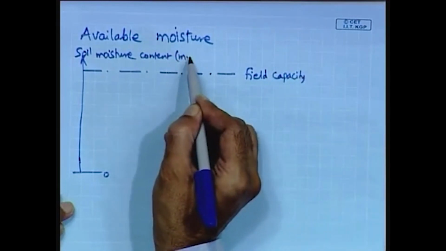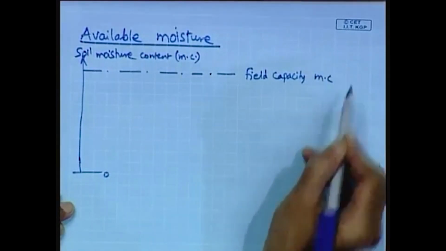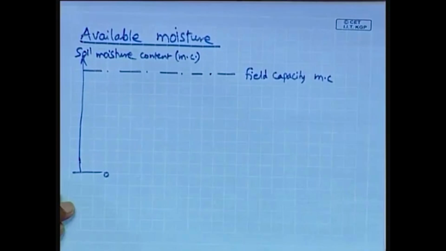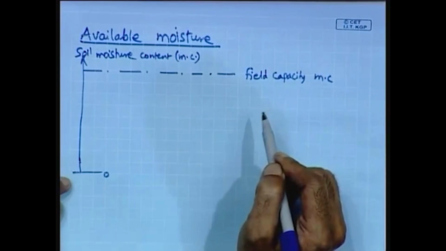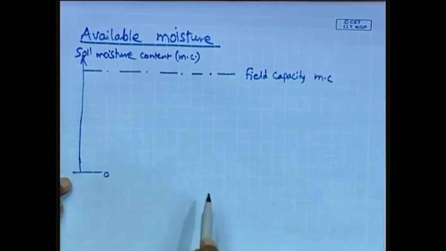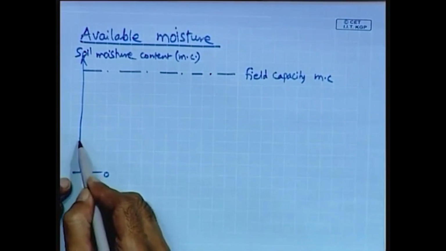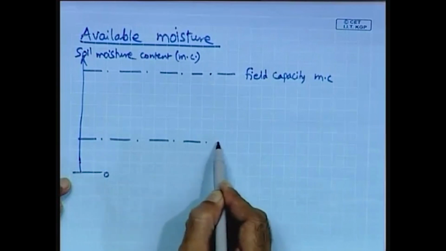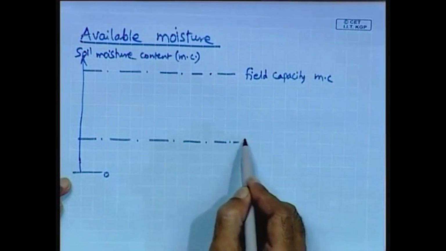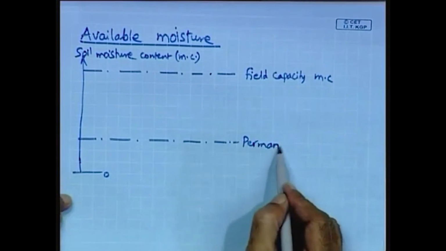So, this moisture content, let me represent this as MC. This is the field capacity moisture content. This field capacity is essentially the maximum possible water which can be held in this zone of aeration, and also the minimum amount of soil moisture corresponds to the permanent wilting point, or simply it is known as the wilting point.